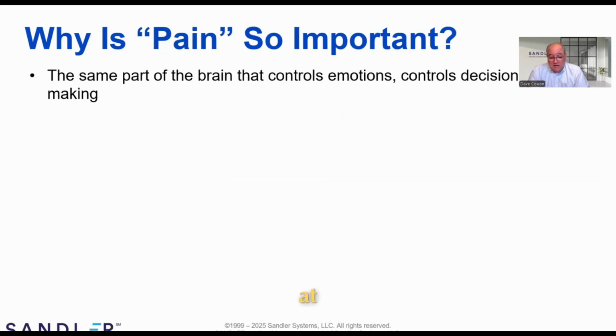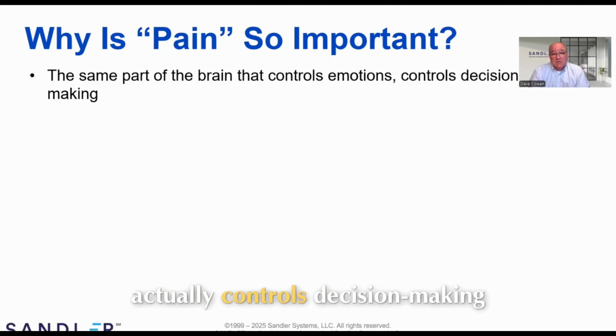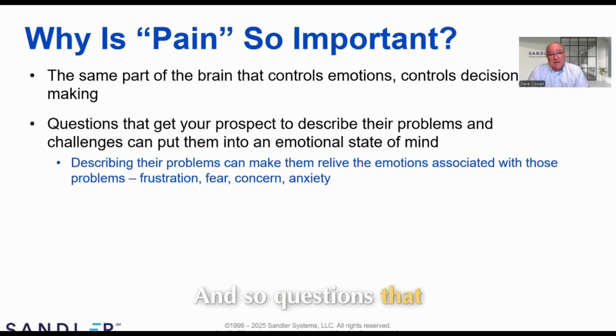If we look at how the brain works, the same part of the brain that controls emotions actually controls decision making. And so questions that get your prospect to describe their problems and challenges can put them into an emotional state of mind. And it's from that emotional state of mind that things like desire, greed, fear come into play to make them feel like they want to get out of the status quo. They need to make a change. They need to make a decision to move forward.